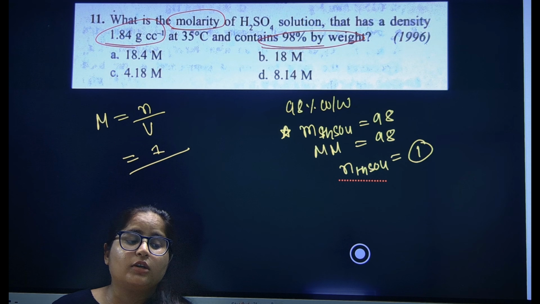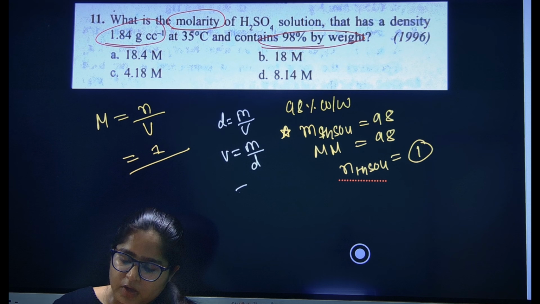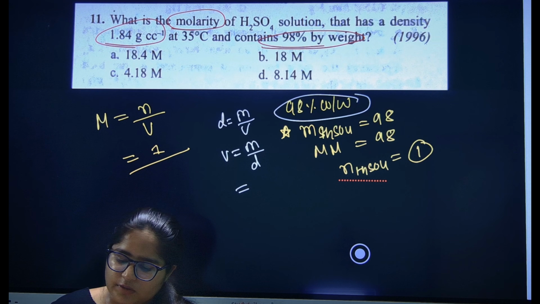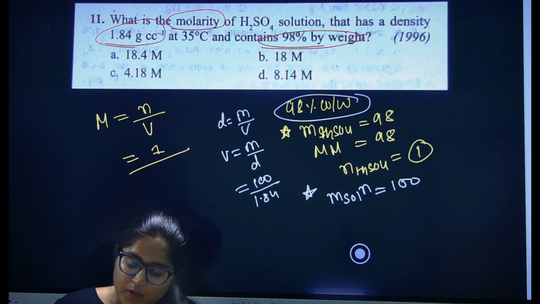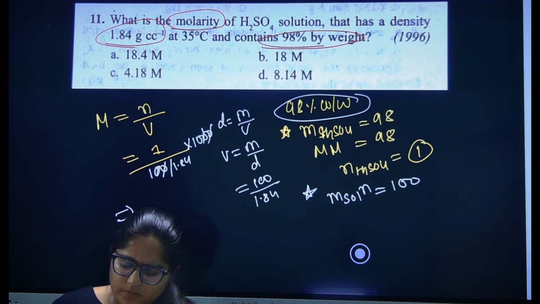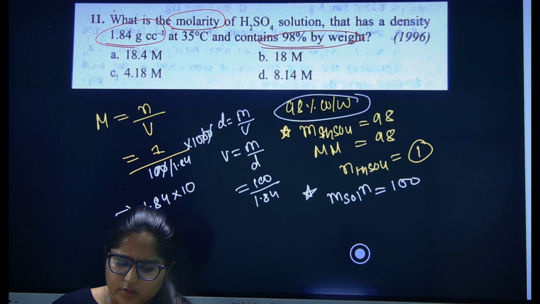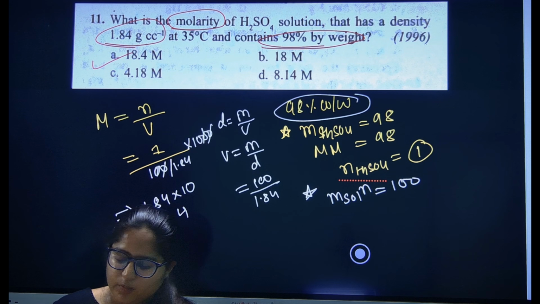Now I want the volume. How to find volume? We know density equals mass by volume, so volume equals mass by density. And if it is 98%, what was the second star point? Mass of solution will be 100. So I can write 100 by 1.84, and into 1000. So the 0 is gone, 1.84 into 10, and here we get 18.4. So the answer is option number 1, molarity is 18.4.